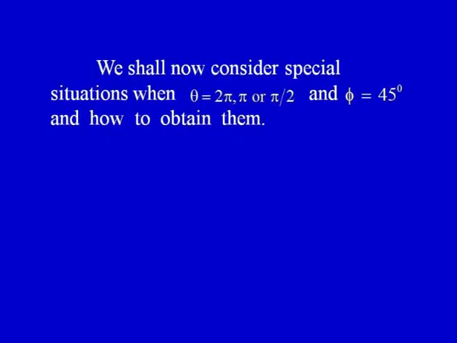We shall now in this lecture consider in detail special situations where θ equal to 2π or π/2 and phi equal to 45 degrees, π/4, and how to obtain them, how to realize them in the lab performing the experiment. That is the main idea of today's lecture.